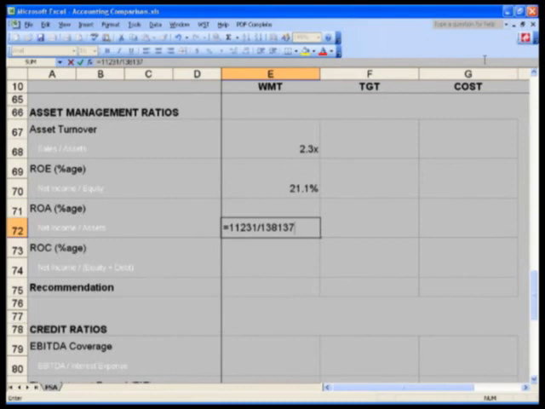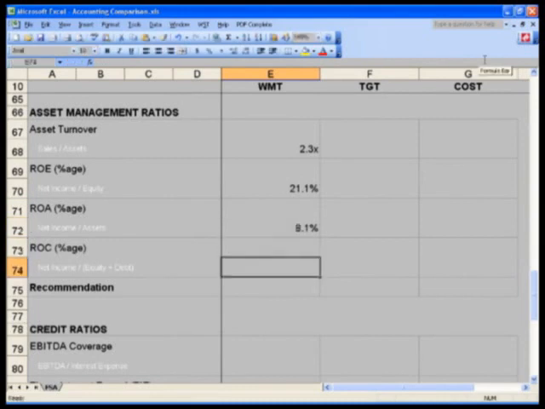ROE was equal to our net income, 11,231, divided by our equity base of 53,171, getting us an ROE of 21.1%. ROA, very similar. Instead of using equity as your denominator, let's use total assets, 11,231, divided by 138,187 for our total assets number, which gets you an ROA of 8.1%.